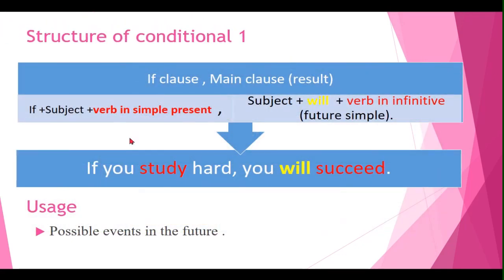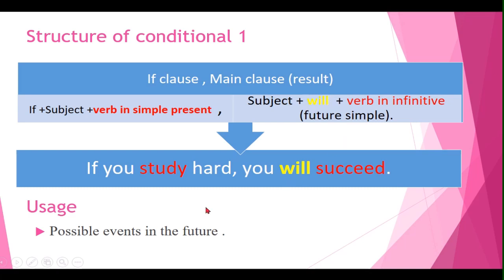Now the form of the if clause, where we are talking about conditional one: if plus the subject plus the verb in simple present. Clear. Comma, plus the subject plus the verb, not in simple present like conditional zero, but in future simple. It means will, the modal verb will, and as I said to you before, after any modal verb, the verb must be put in infinitive. Okay: will be, will work, will play, will succeed. We have will plus the verb in infinitive.